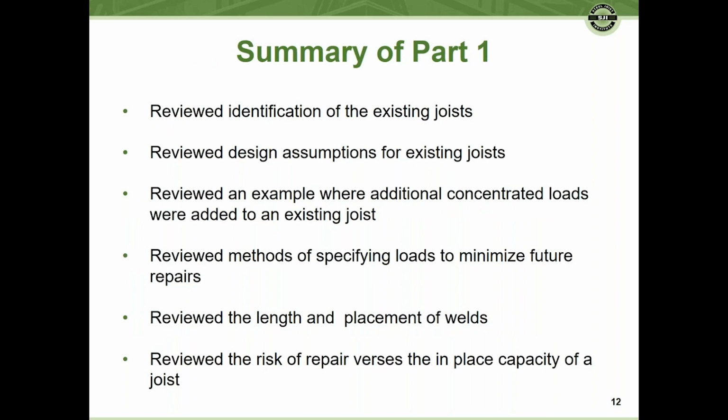As a summary for part one, we reviewed how to identify existing joists. We also talked about the design assumptions that are made for the existing joists. We had some examples where additional concentrated loads were added to the existing joists. We also talked about methods of specifying loads to minimize future repairs. We also talked about the length and placement of welds, and also the risk of the repair versus the in-place capacity of the joist.